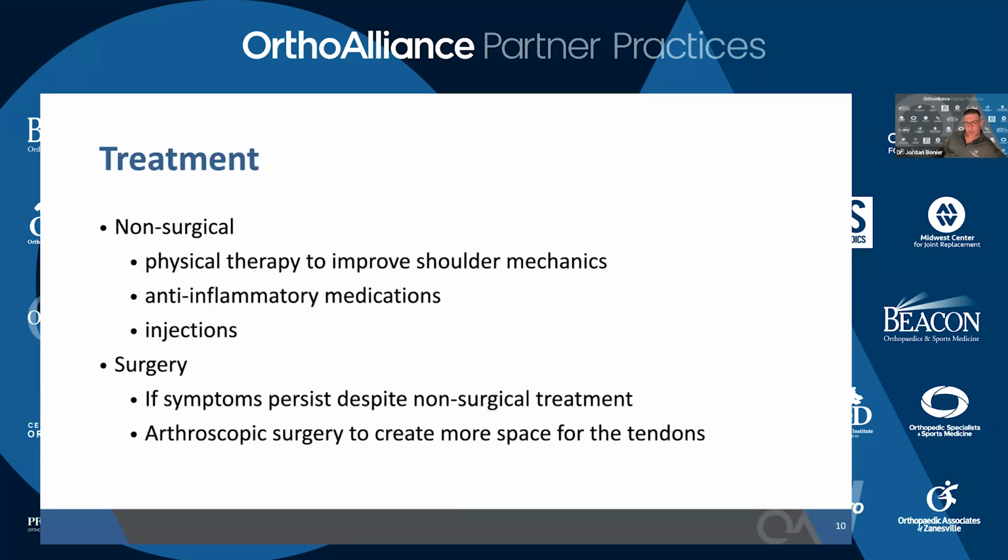So the treatment for this, the mainstay, just like the rotator cuff pathology, is non-surgical to begin. So typically this involves physical therapy, which is aimed at improving the shoulder mechanics. So we want to strengthen the muscles that surround the shoulder and the shoulder blade to try and improve the mechanics of the shoulder and prevent that chronic impingement that happens with overhead motions.